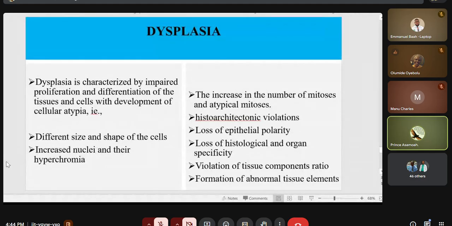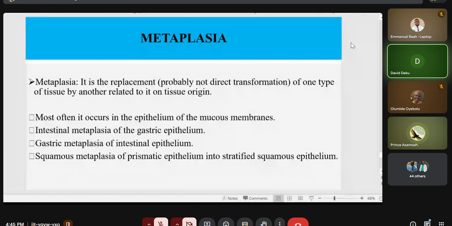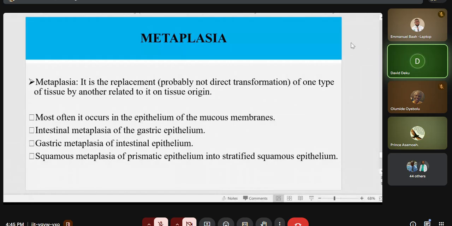Any more questions on dysplasia before we go to metaplasia? All right. Now let's go to metaplasia. Hello, sir. Yes. Sir, can dysplasia be managed? Can what be managed? Since the cells keep on proliferating, can it be managed?